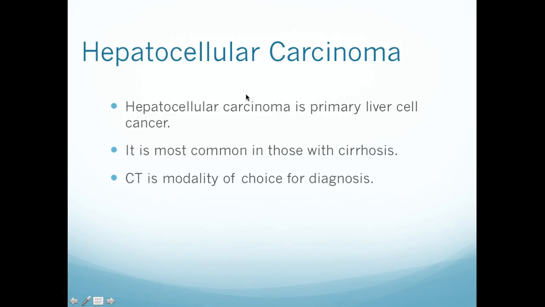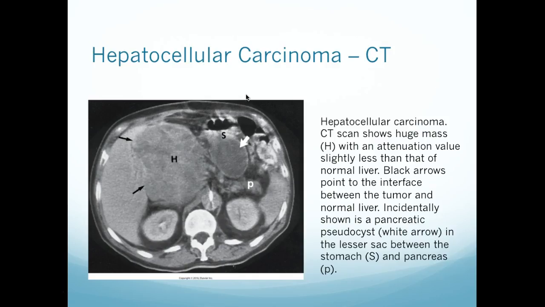So hepatocellular carcinoma goes after your cirrhosis. It's a primary liver cell cancer, most common in those with cirrhosis. So not always, but it is more common with cirrhosis. And CT is really your modality of choice. When we're looking here, here's your spleen, here's your pancreas, and your stomach is up here. This is your liver right here. So you have right kidney, left kidney. Here is your liver.